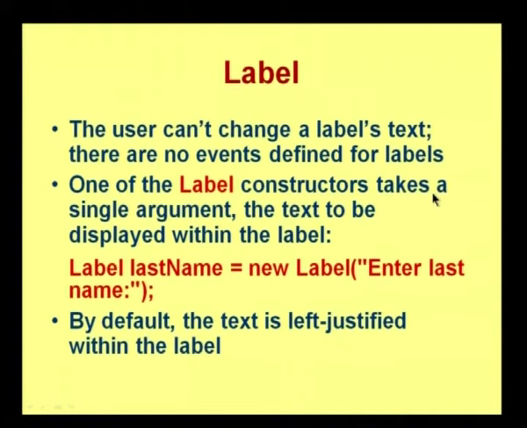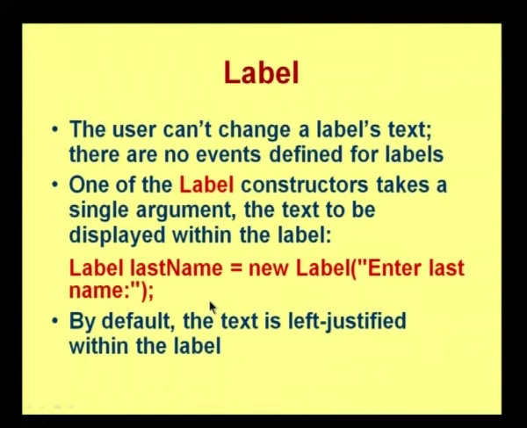One of the label constructors takes a single argument, the text to be displayed within the label. So, we have Label, your label name, you are constructing a label and we are just giving the string which needs to be displayed for the label. We have already seen that in case of the checkbox. We have a label and along with the label we have the checkbox control.